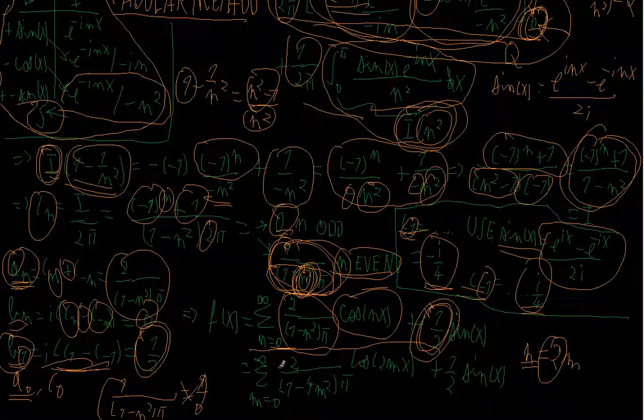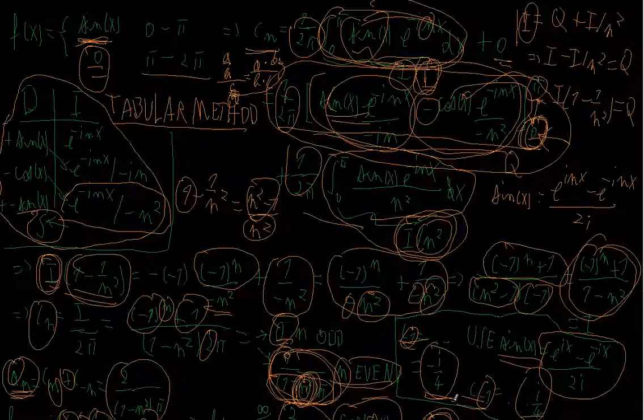And so we can just replace the n with 2m, and so we get the sum from m is equal to 0 to infinity of 2 over 1 minus 4m squared, okay? Instead of this n squared, we have 4m squared. This is because 2m squared is 4m squared, times pi times cosine of 2mx, okay? Again, you just have 2m instead of n, plus 1/2 sine of x. It doesn't change, okay? And so that is our final result, okay?